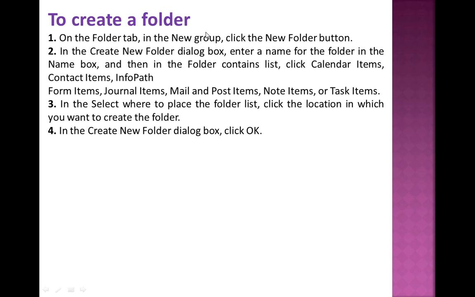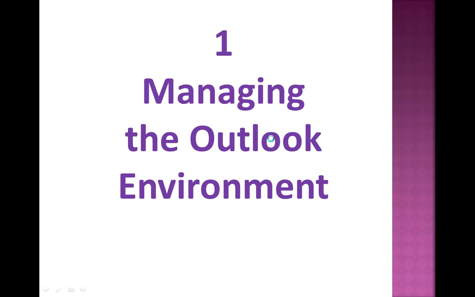Then how to create a folder? Go to the Folders tab, click on the New group, and click on the New Folder button. A New Folder dialog box will appear. Then type the name. Either you can opt for calendar, contact name, journal item, mail, post item, anything. Then simply select the location where you want to place the folder. Click the location, then in the New Folder box, click on the OK button and the folder will be created.